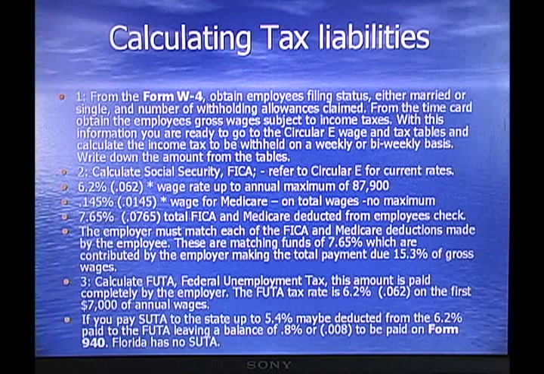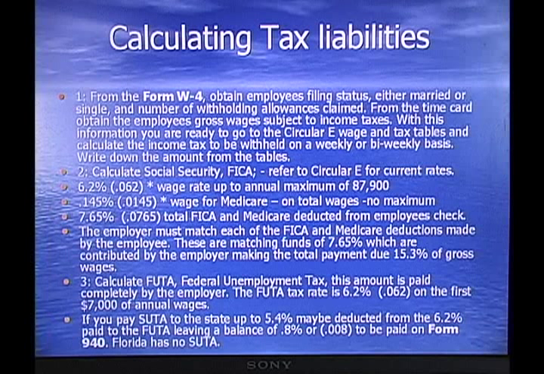Calculating tax liabilities. From Form W-4, obtain the employee's filing status, either married or single, and the number of withholding allowances claimed. From the time card, obtain the employee's gross wages subject to income taxes. With this information, you're ready to go into your Circular E, wage and tax tables, and calculate the income tax to be withheld on a weekly or bi-weekly basis. And you write down this amount from the tables.